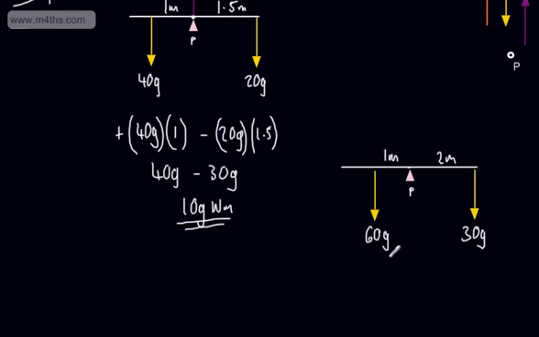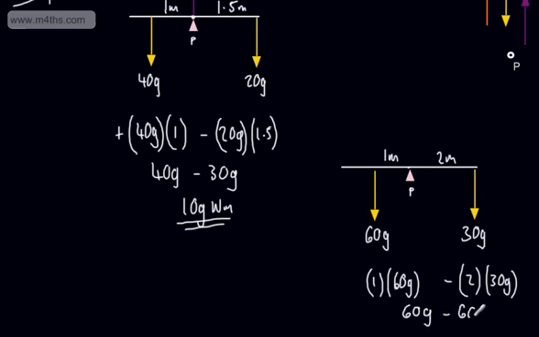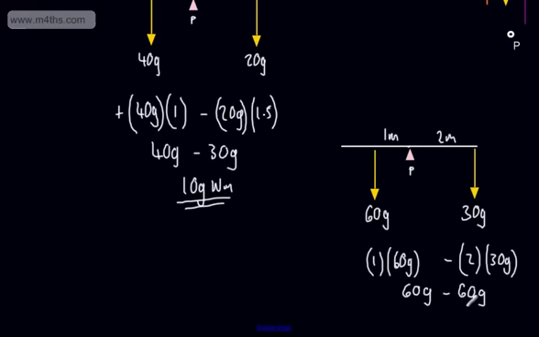Now, if I consider the clockwise moments about this point, we're going to have minus 2 multiplied by 30G. If we consider the anti-clockwise to be positive, we're going to have 1 multiplied by 60G. So what does this tell me? Well, that's 60G and that's 60G, so this is going to give us 0. We end up with the scenario where the sum of the moments is 0. That means that we're in equilibrium. So if the resultant force is 0 and the sum of the moments is 0, then this is going to remain in equilibrium.